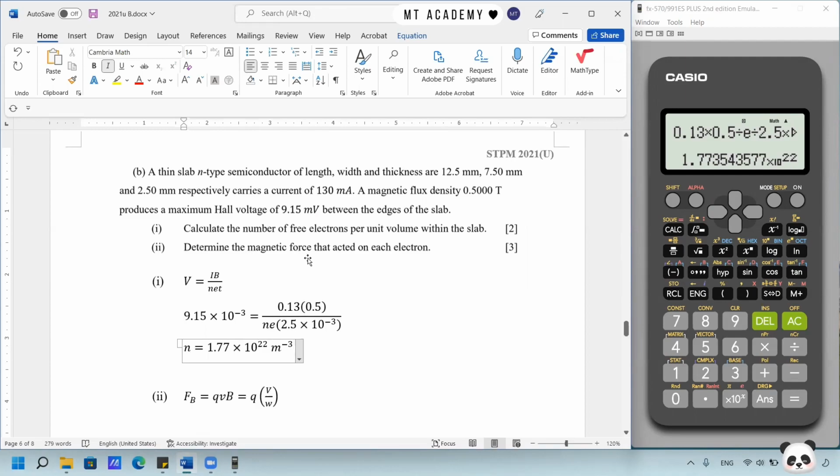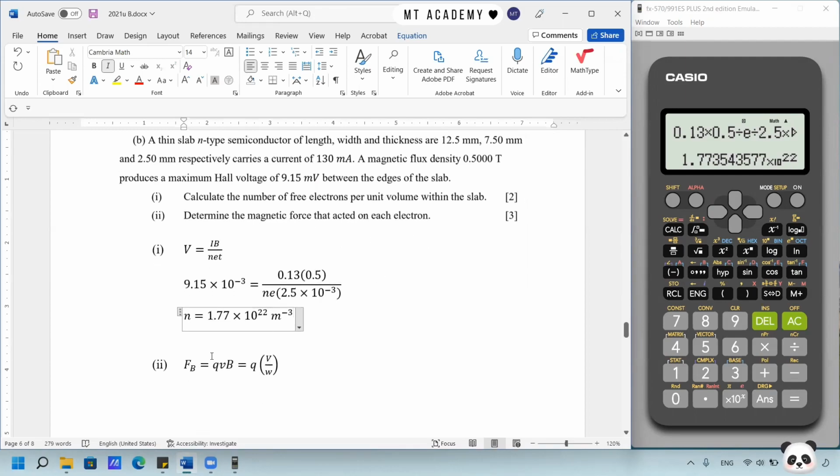Determine the magnetic force that acted on each electron. Okay, each electron. Okay, so we have the formula FB equal to QvB equal to QE. Okay, we don't have drift velocity, so maybe we can use the formula of electrostatic force because they are equal, okay, as what I mentioned in the derivations.